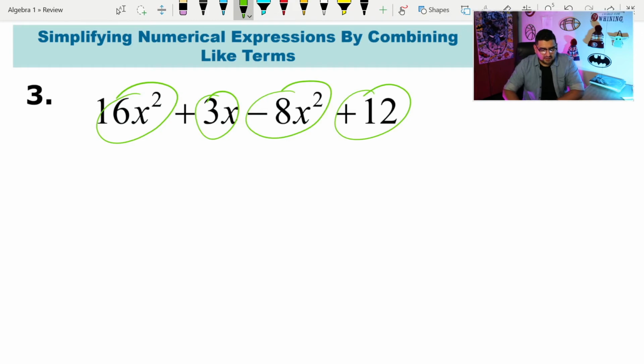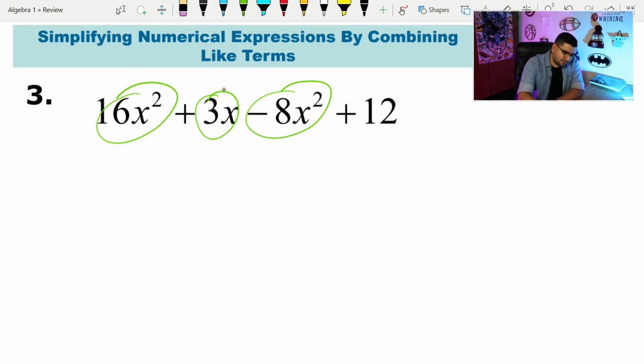Now I see the letter x 3 different times. Because there's no other constant, that constant cannot be a like term. So now I'm just looking at these three to see which of these three can actually be like terms. Now, in order for them to be like terms, they have to have the same variable, and that variable has to be raised to the same power.